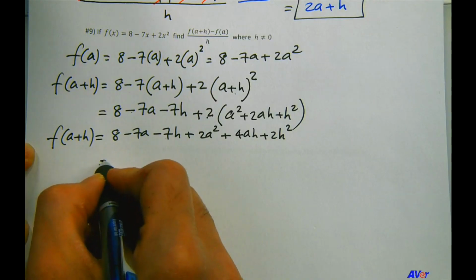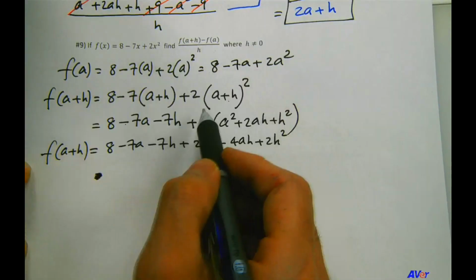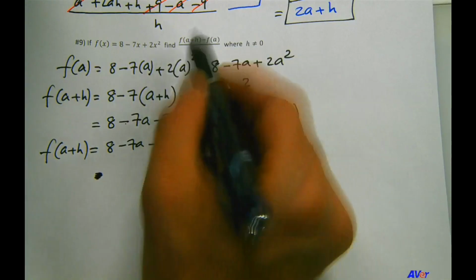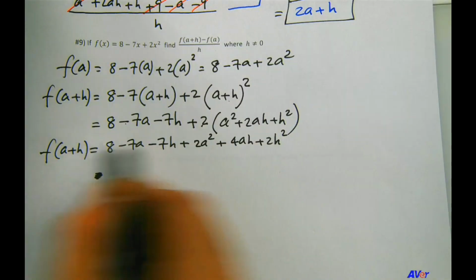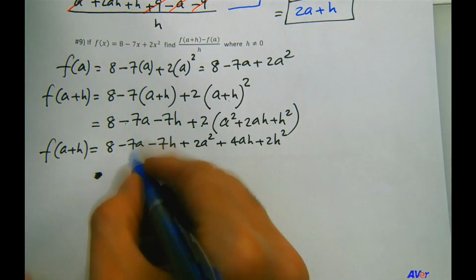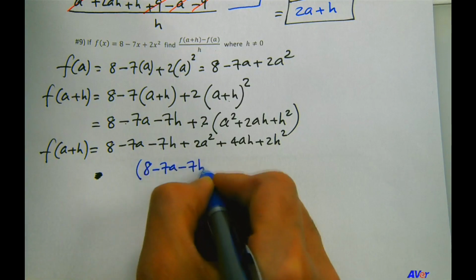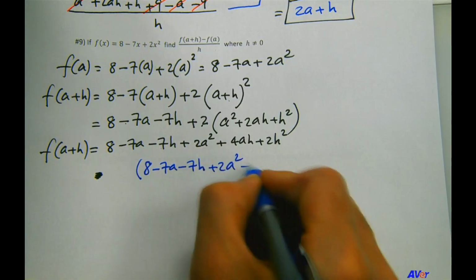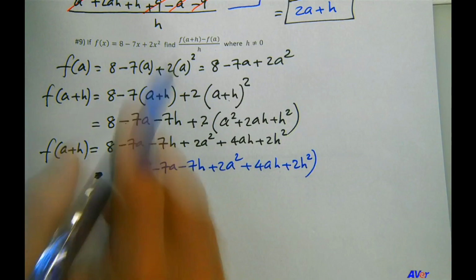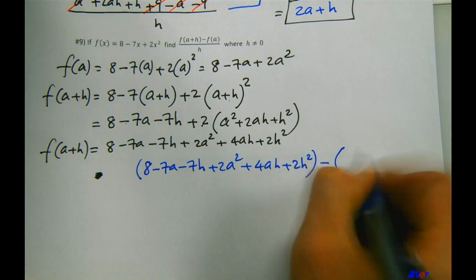Okay. Now we have to apply what we have to the difference quotient. So the difference quotient says take f of a plus h, which is all of that. So let's use that: 8 minus 7a minus 7h plus 2a squared plus 4ah plus 2h squared. Take all of f of a plus h, subtract from it f of a. Subtract from it all of f of a.